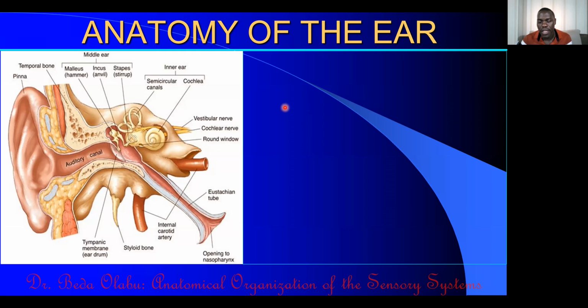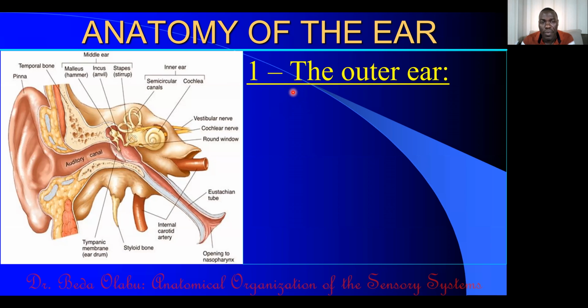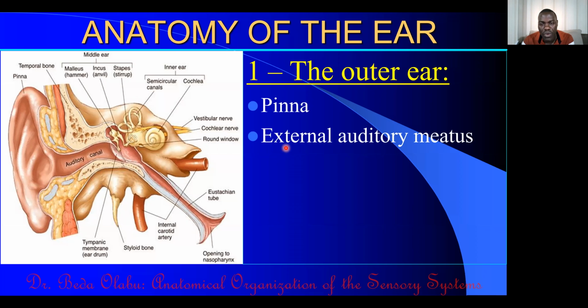So we've said that the ear has three parts. We'll start with the outer ear. This is the outer ear. The outer ear consists of the pinna of the ear, which is this one here, as well as the external auditory meatus. This is the external auditory meatus. The external auditory meatus is also called the auditory canal.